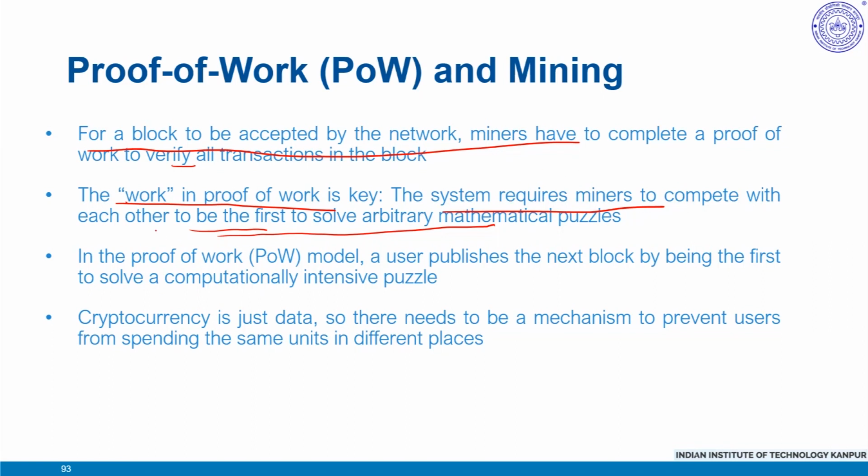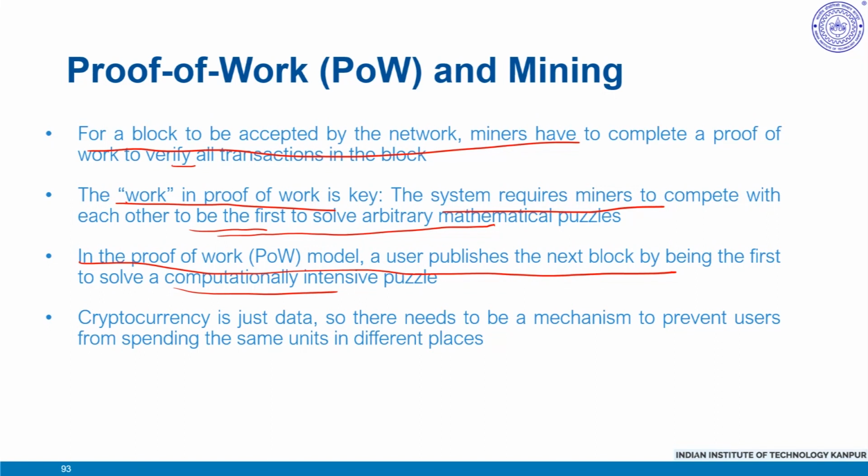So, in the proof of work model, a user publishes the next block by being first to solve a computationally intensive puzzle, and the solution to this puzzle is the proof that they have performed the work. The puzzle is designed such that solving it is difficult, but checking that a solution is valid is easy. This mechanism enables all other full nodes to easily validate any proposed next blocks, and any proposed block that did not satisfy the puzzle would be rejected.